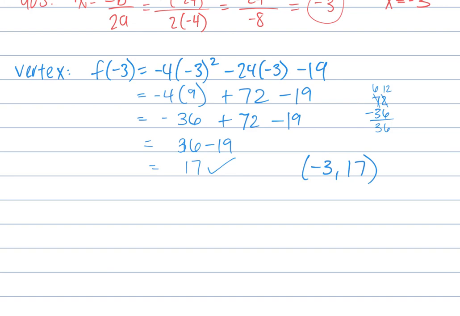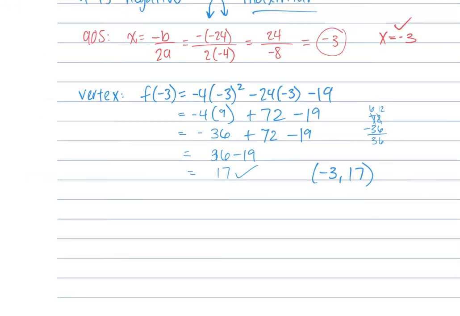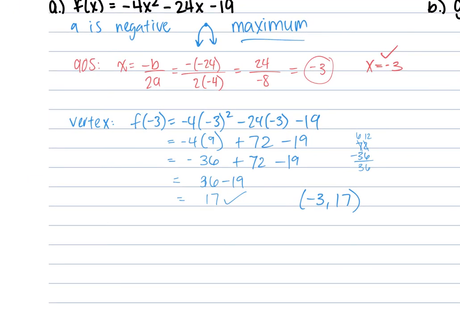So my vertex is -3 comma 17. Do you guys agree? What is the maximum value? Sophia? No. What is the maximum value there, Cody? 17. It's just 17, okay? Your maximum is just your y coordinate. It's 17.